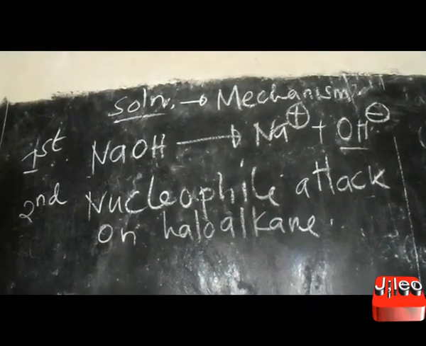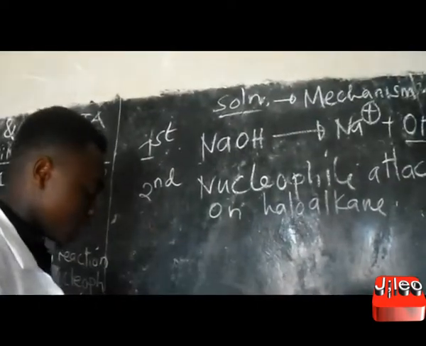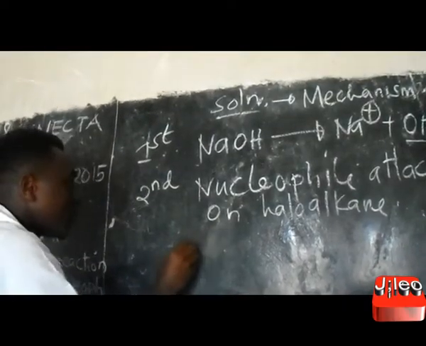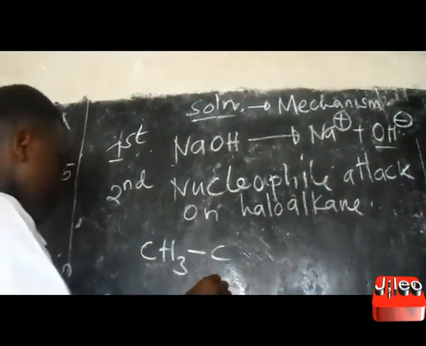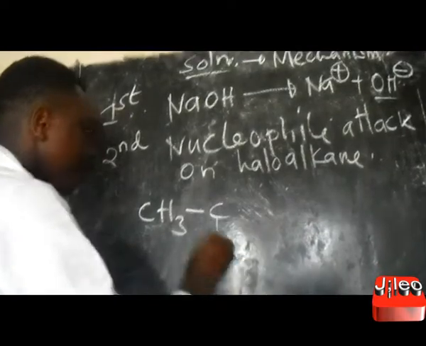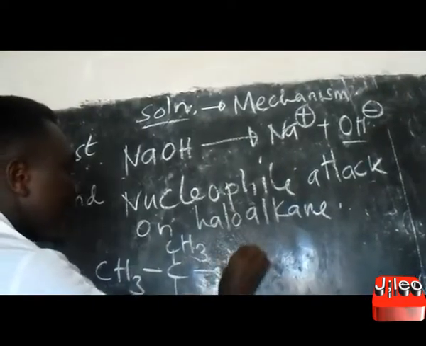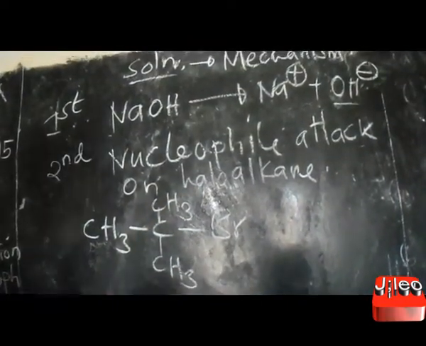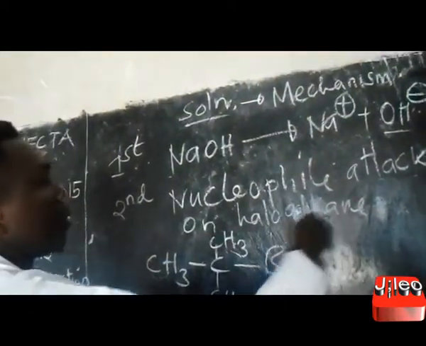When I'm speaking about the haloalkane, it means the alkane which is substituted with a halogen. So our haloalkane is CH3, CH, CH3, and bromine, which is a halogen, has been attached to the haloalkane. So now, first of all, we said that we have this nucleophile OH to attach to this.